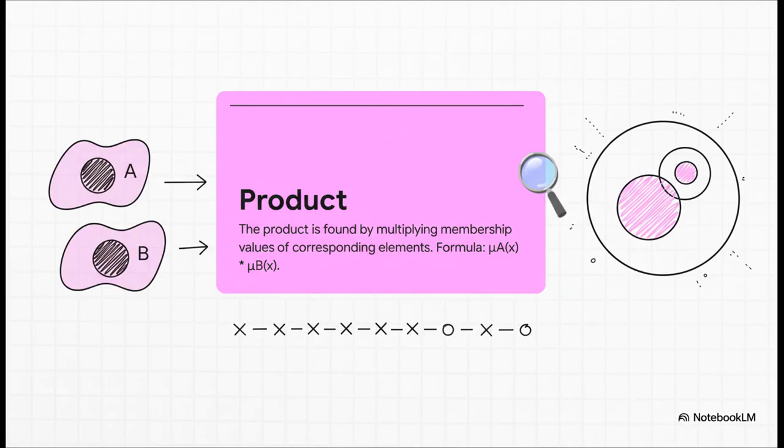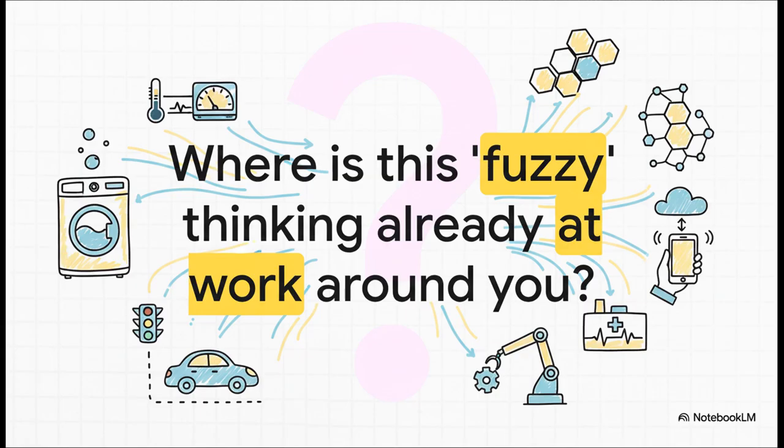And finally, we've got the product. This operation is exactly what it sounds like, and it's often used as another, slightly less strict alternative to that intersection we talked about earlier. For each element, you just multiply its membership value in set A by its value in set B, and that's your new value. So all these little calculations we just walked through, finding the max, the min, multiplying, these are the fundamental building blocks for some incredibly complex and powerful systems that run our modern world. And now that you know the basics, the real question is, where is this fuzzy thinking already hard at work all around you?